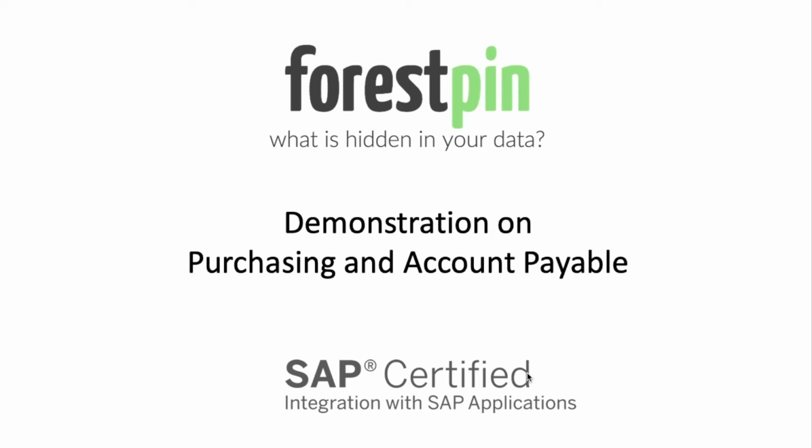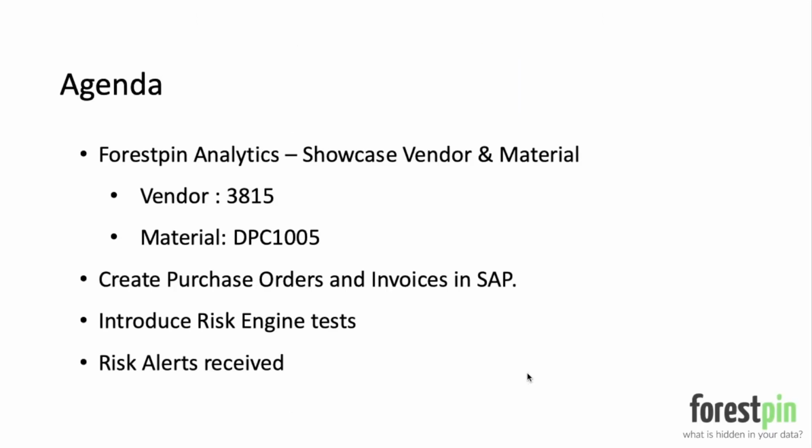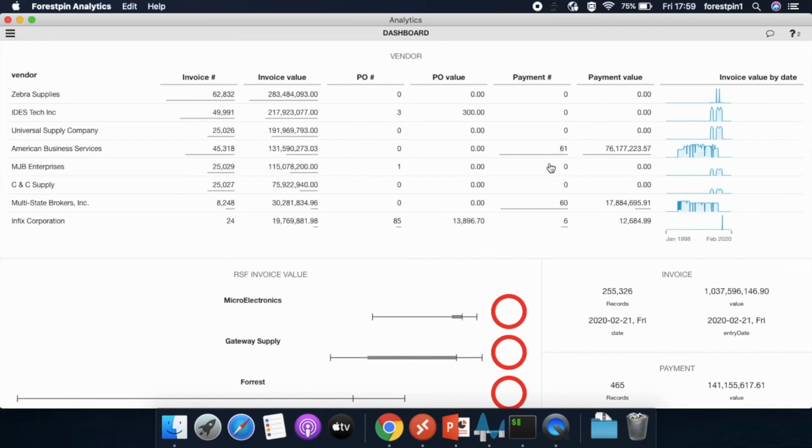Hello, ladies and gentlemen. Today, we would like to showcase to you how Forestpin can be used to mitigate and manage operational risk in purchasing and accounts payable. We are going to show you a dashboard on Forestpin Analytics and create some anomalous purchase orders and invoices in SAP. We will also introduce a few of the tests used for risk alerts and take you through the alerts received. This is Forestpin Analytics.